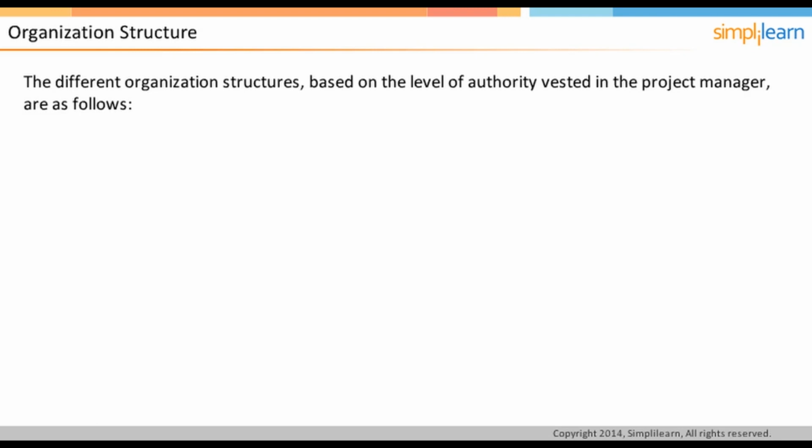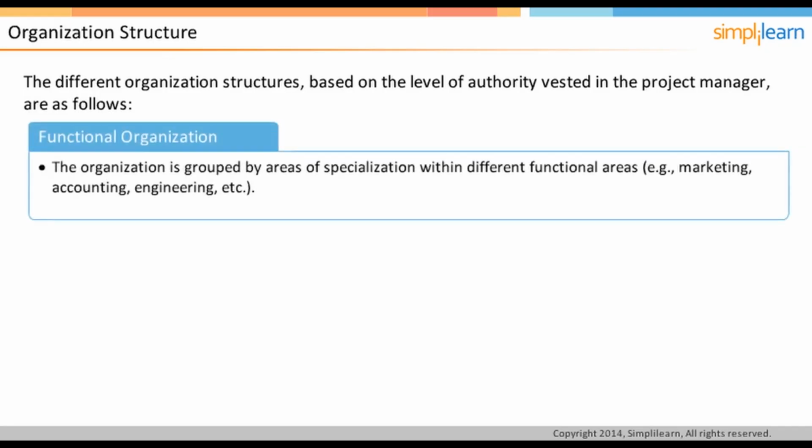In a functional type of organization, the organization is grouped by the area of specialization within different functional areas. For instance, marketing, accounting, engineering, etc. are departments within the organization. Each employee typically reports to a functional manager. In such types of organization, normally projects are undertaken within the department itself.